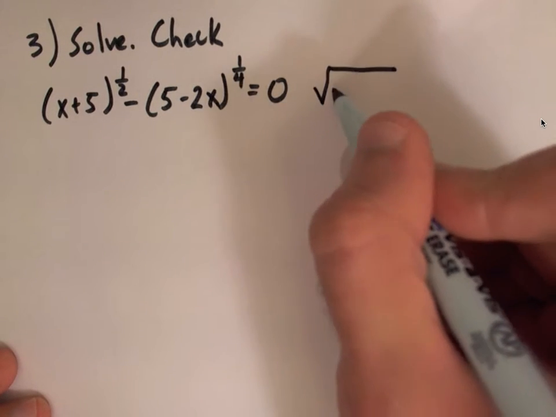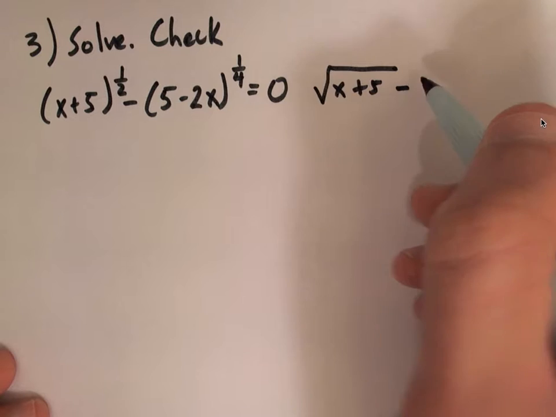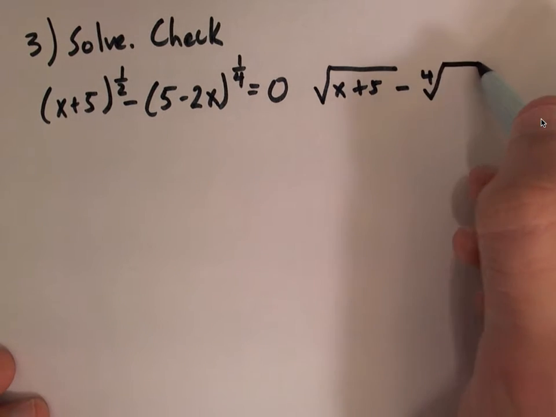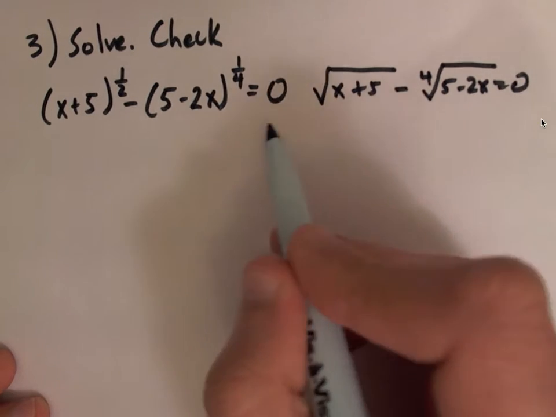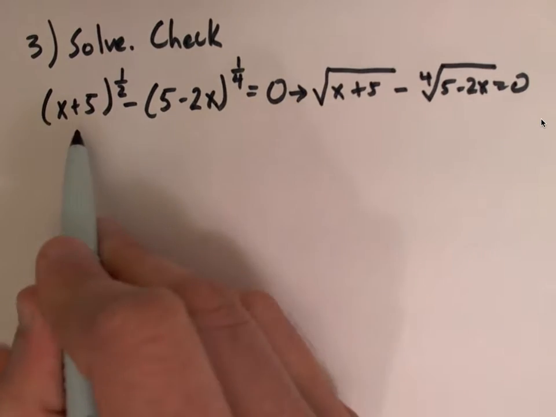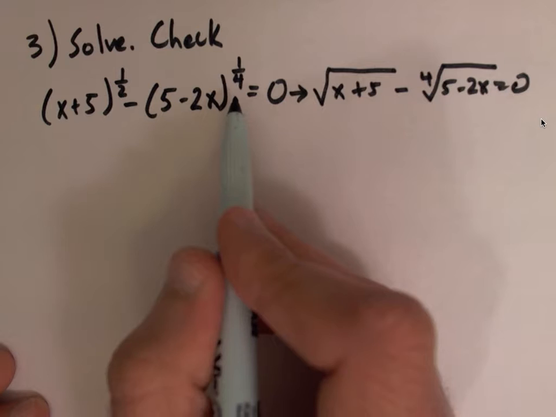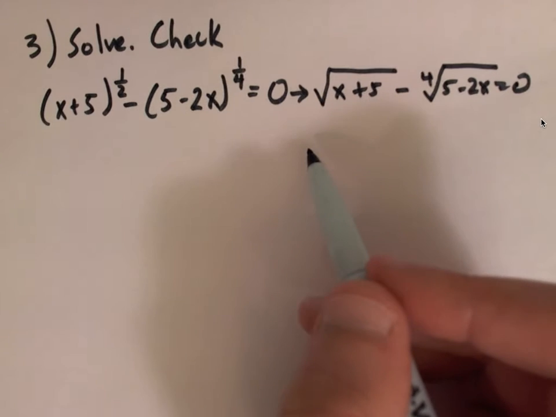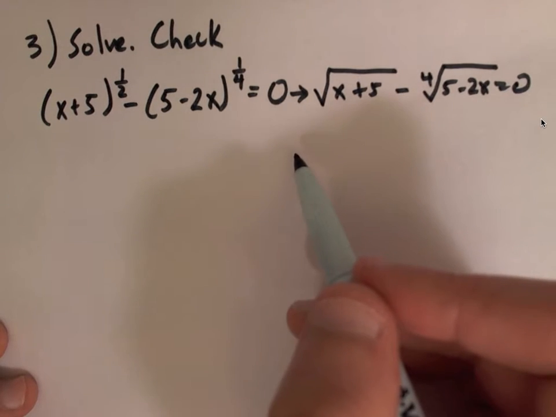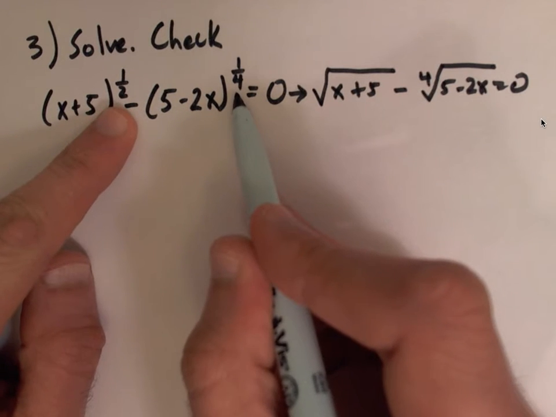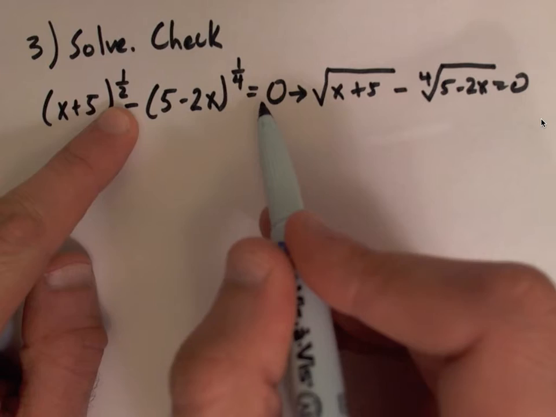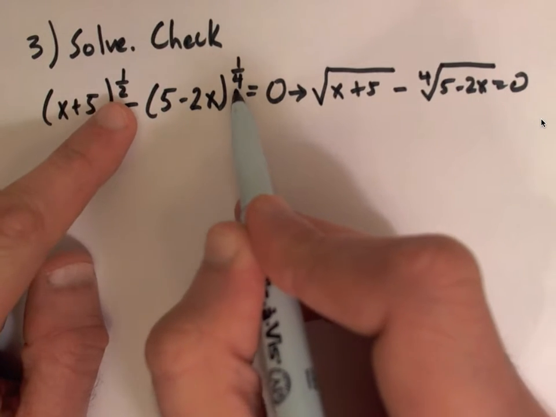You could write this as the square root of x plus 5 minus the fourth root of 5 minus 2x equals 0. Right? These are equivalent. You could write it like this, but I'll stick with the rational exponents. Okay, so again, our key idea is we want to isolate the root, but this time we've got two different roots. Then we're going to raise both sides to a reciprocal power, but we have to do something a little bit different because, again, we have two different exponents going on here.